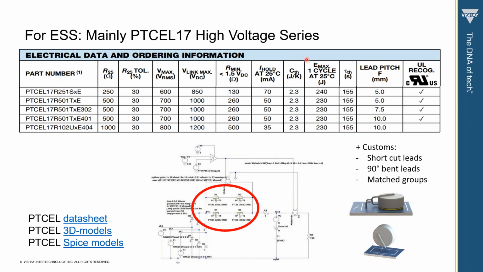The maximum inrush current can be up. So the resistance value is from 250 ohm to 1 kilo ohm. Tolerance percentage is 30%. This is some of the other specs.